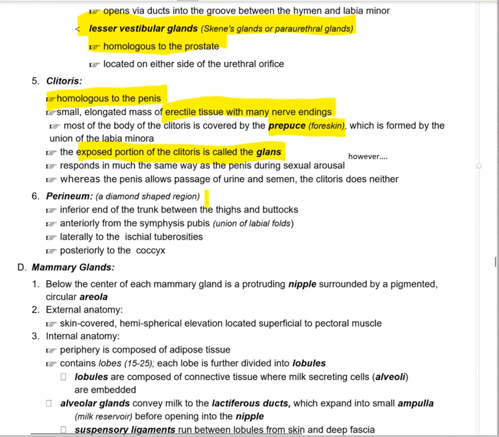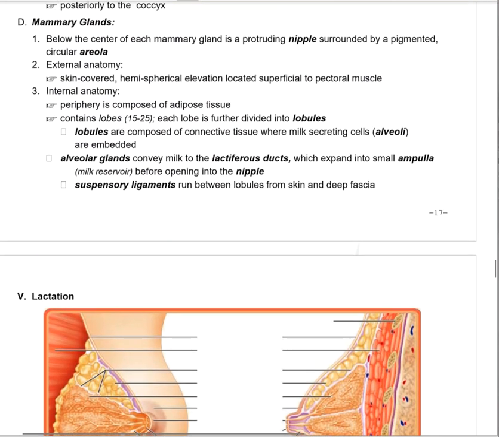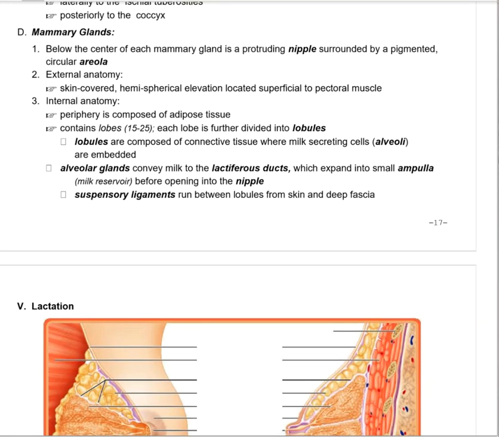And we'll just highlight that there. Diamond-shaped region. That's all we need to know about that. Now, we do want to talk briefly about mammary glands and remind ourselves a little bit about the hormones of mammary glands, which will be a good way to get us back into endocrine system in preparation for our final.